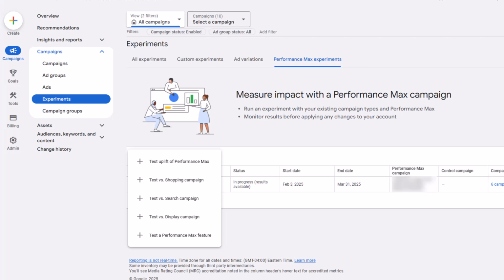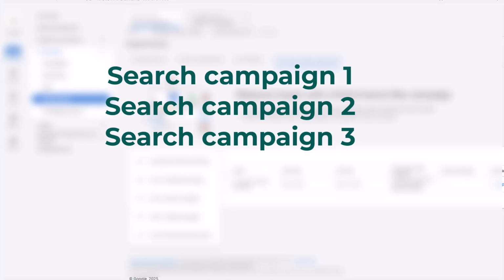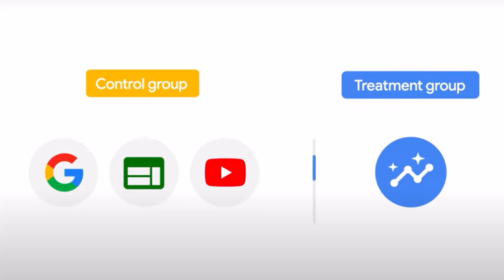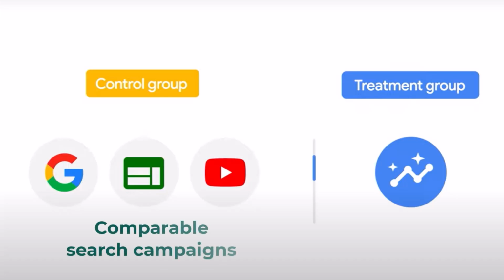So, how does this experiment work exactly? Let's say you have 3 search campaigns in your account. Now you want to see by adding a PMax campaign how much incremental revenue was generated for you. In the experiment, there will be a control group consisting of your comparable search campaigns which will receive 50% of the traffic. Then, the treatment group of your A/B test will contain your Performance Max campaign plus your comparable search campaigns and will receive the other 50% of the traffic.